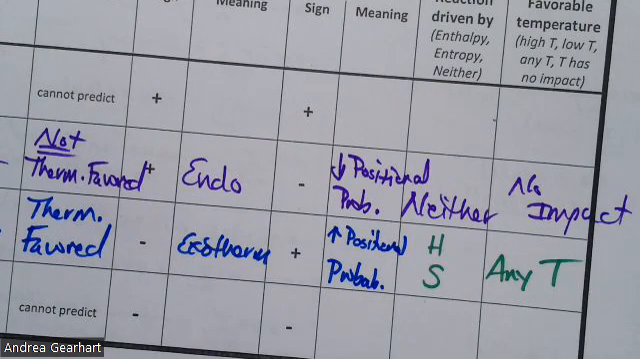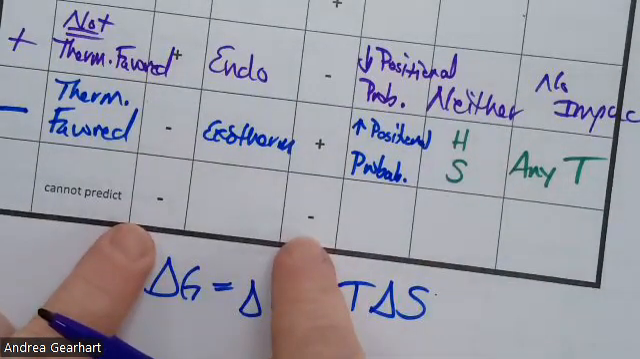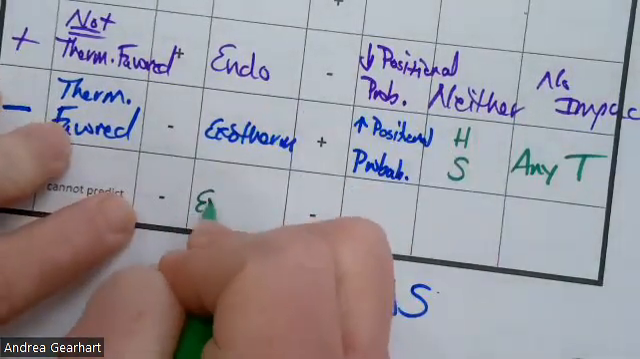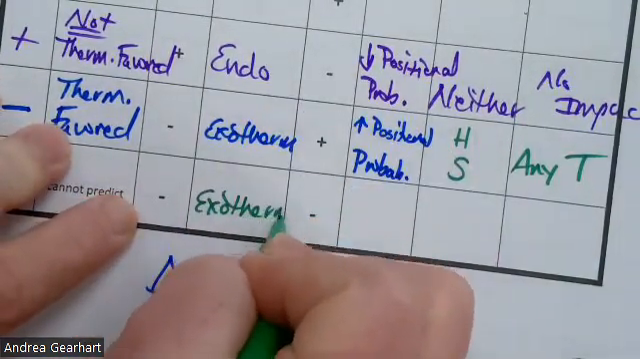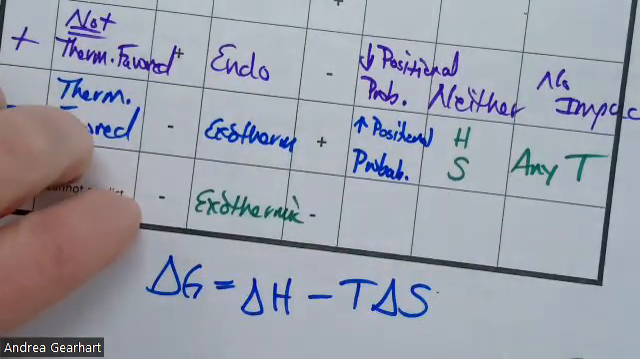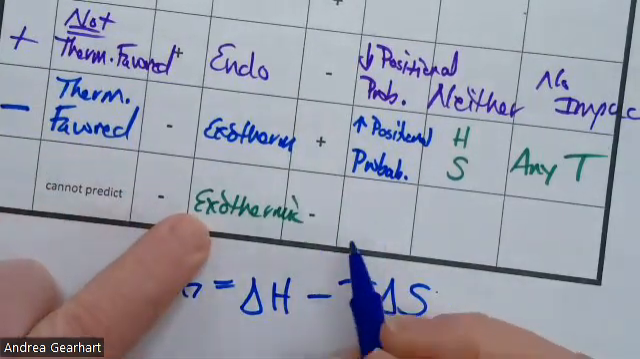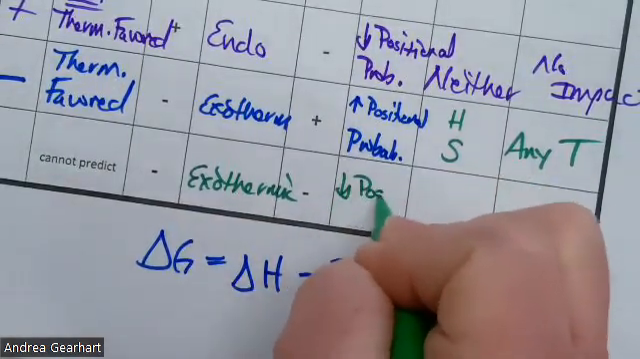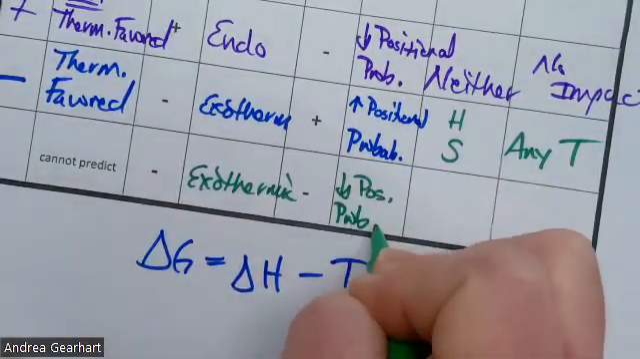Okay, so if it's exothermic, that's in our favor. But here, we're decreasing positional probability.